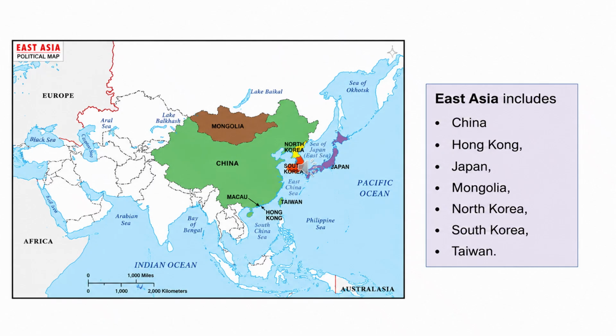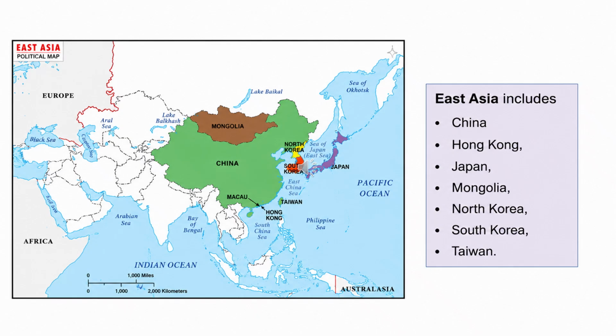Now look at the map on the screen, children. So East Asia is located in the eastern part of the Asian continent. You can see them in color. They are situated along the Pacific Ocean. This region includes some of the world's most influential countries. Let's identify them one by one. The largest country in East Asia is China.